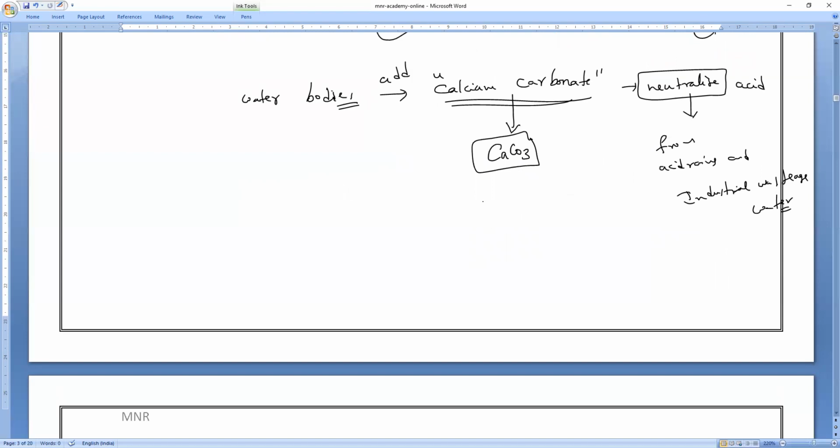That's fine. So you can see here, calcium carbonate is usually added to lakes as well as water bodies to neutralize the acid that comes from the rain or industrial wastage and all. So this is what it is about.